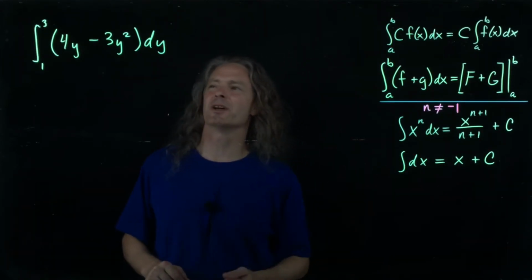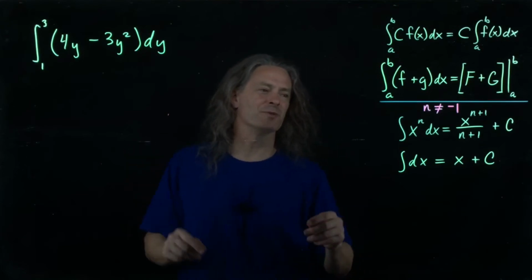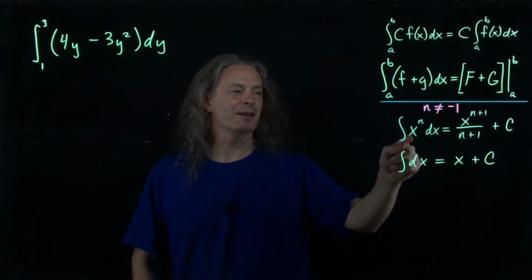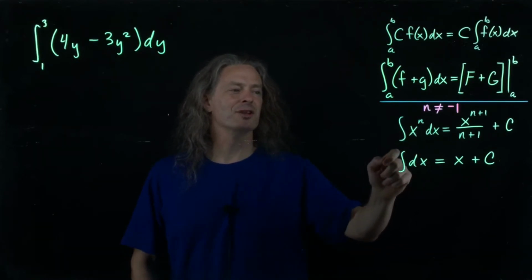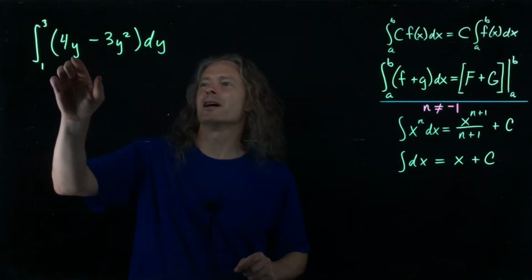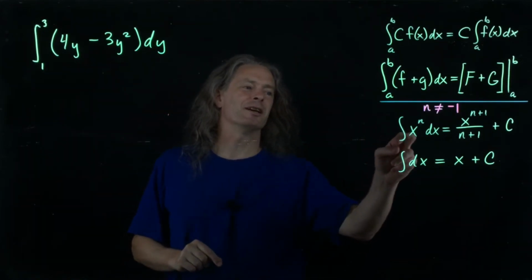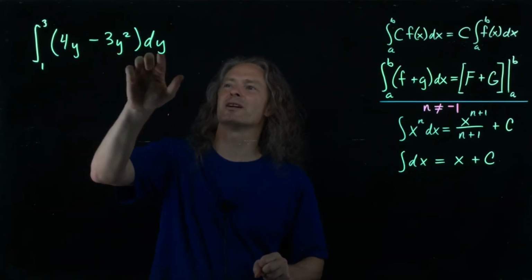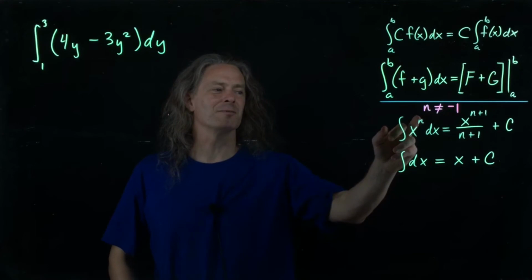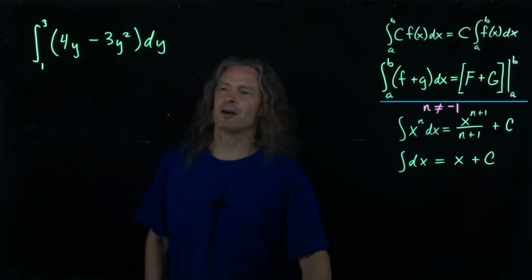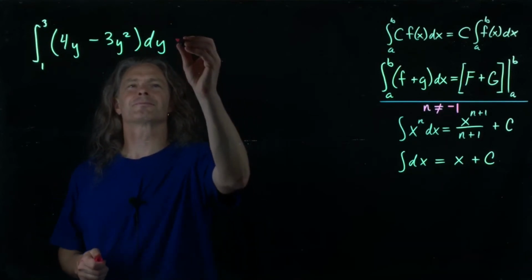Instead of x's, we have y's. So what's important is that this variable is the same as this one. So I've got x to the nth power dx, but it could be y to the nth power dy or z to the nth power dz. All right, so I have y and a dy, so I'd have y to the first power dy, and for the second one, I've got y squared dy, so y to the second power dy. All right, so this formula will come into play. All right, so let's do this.